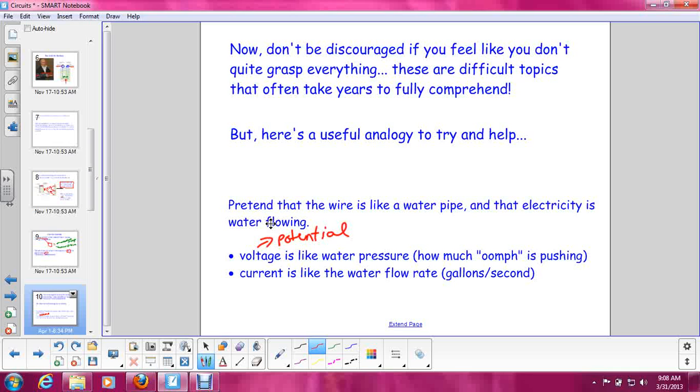Current is like the water flow rate. So it's like if you could count how many gallons are passing by a certain point in your pipe per second, that is the current. In terms of a wire, that would be like counting how many electrons flow past a certain point in the wire per second, or how much charge moves through that wire per second.